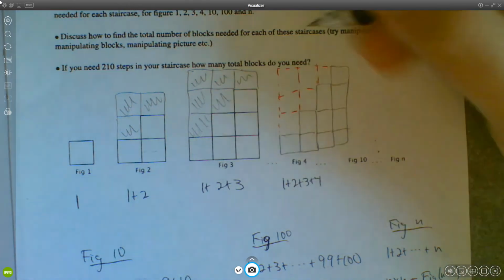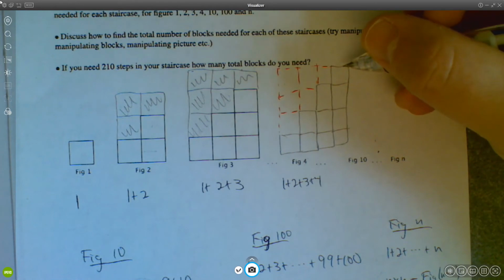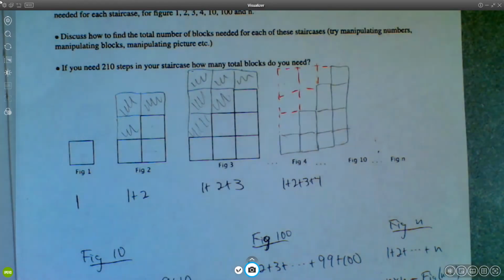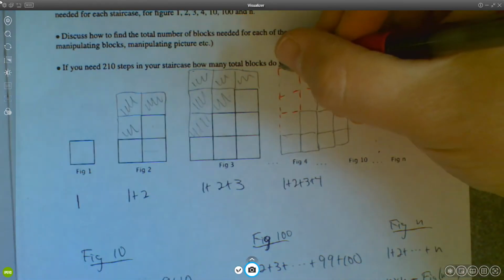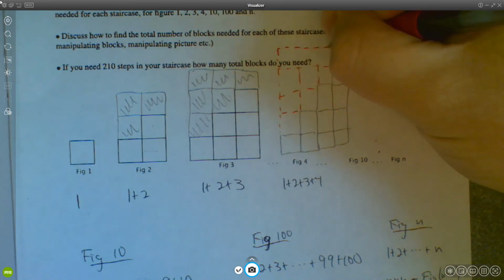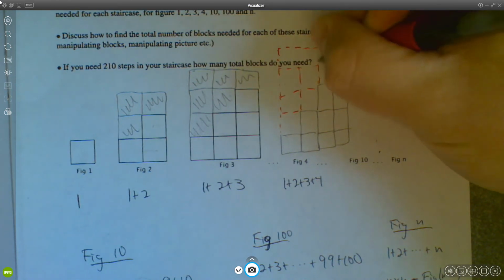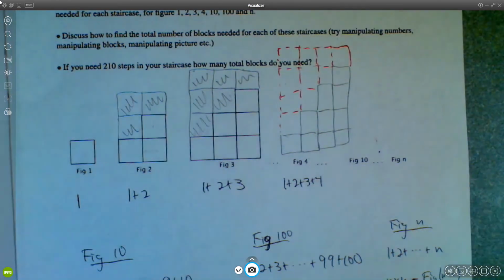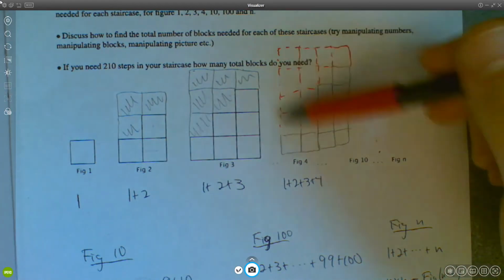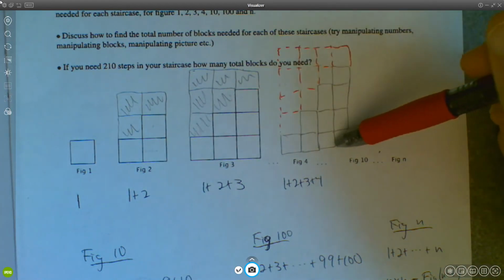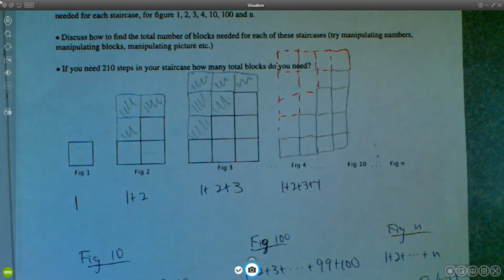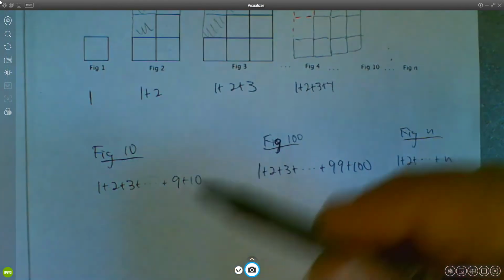And you know, same thing for figure 4. So I guess for figure 4, what I would really want to do is make an additional row. And now I've just got a copy of figure 4 stacked on top of itself. Now, why is that useful, you might wonder? Well, let's work this out.